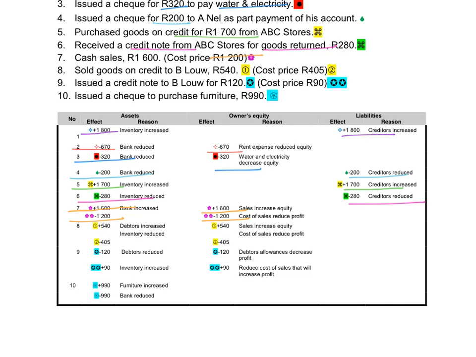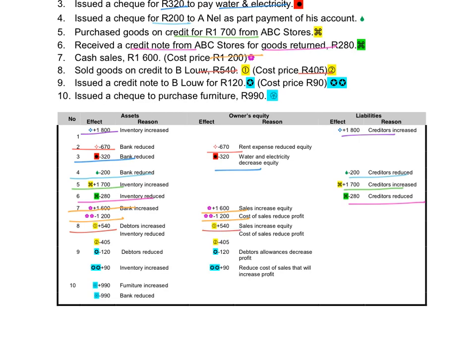Sold goods on credit to Below for 540, and the cost price is 405. So again we have to complete two double entries: one at sales price and another double entry at cost price. We sell on credit, so our debtors, that's an asset, will increase with the sales price because that is the amount that they owe us.